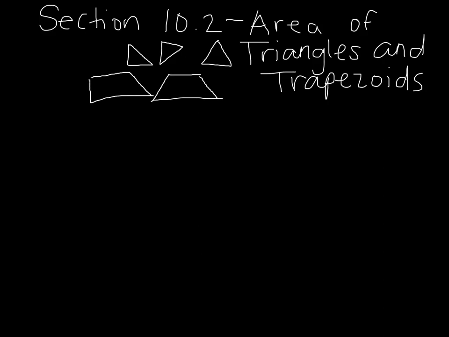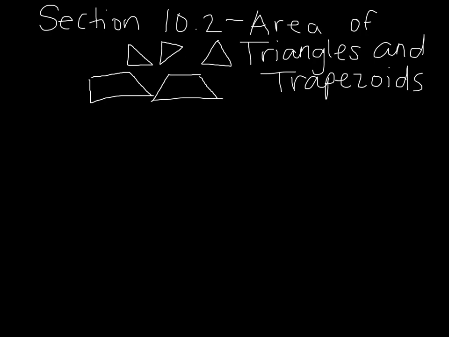Okay, so they've got four sides, but only two are parallel. Whereas our parallelograms that we talked about yesterday have four sides, but two pairs are parallel. And trapezoids only have one pair that is parallel.